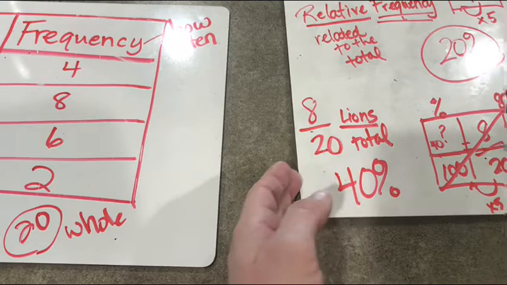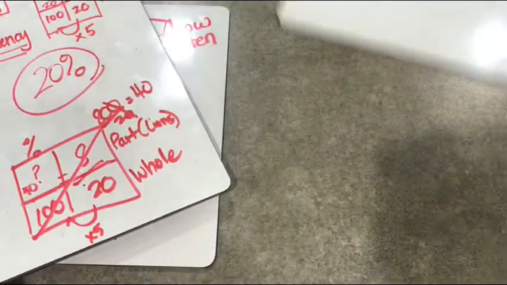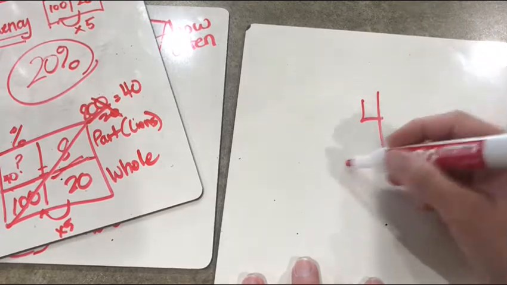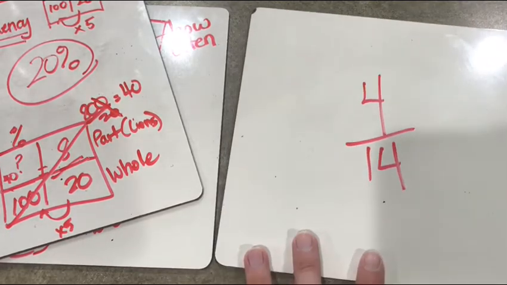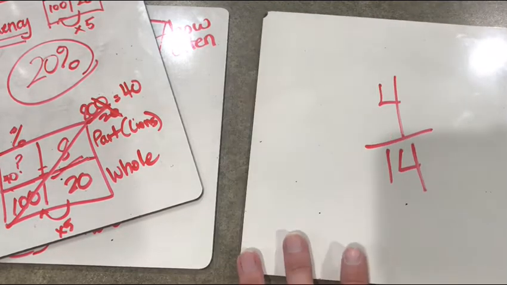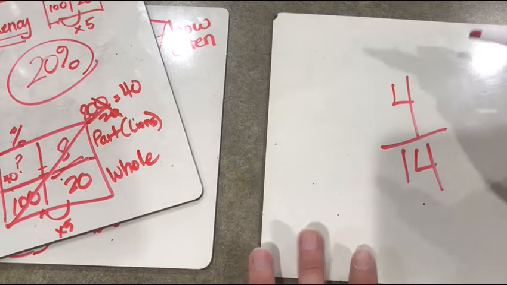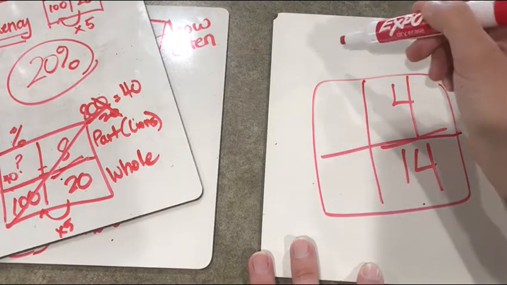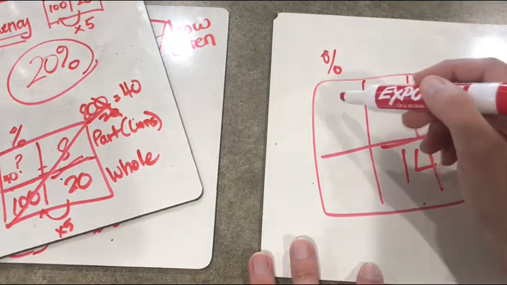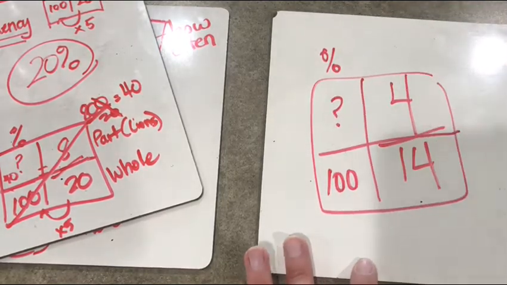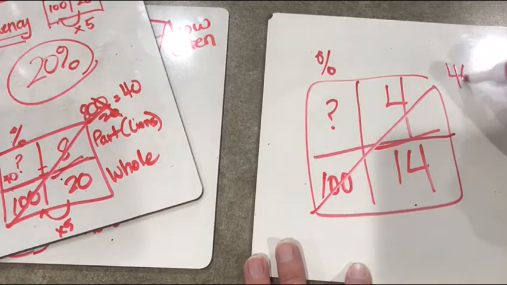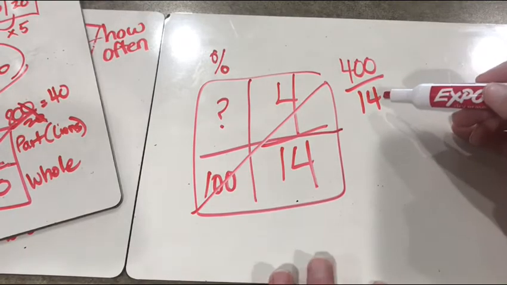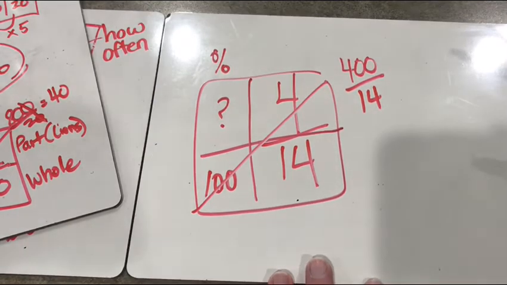Okay? So one more thing that could happen on some of your assignments is that you could get a fraction like this, and you're trying to turn it into a percent. Sometimes we're going to get 400 divided by 14. I'm guessing, but I'm not thinking 14 is going to go into 400 evenly.